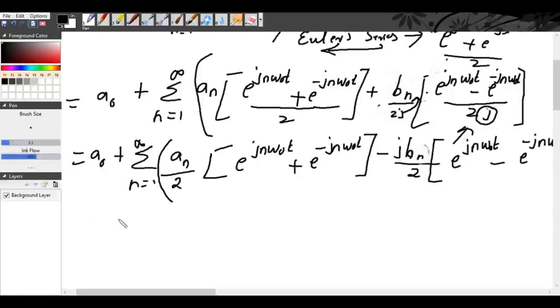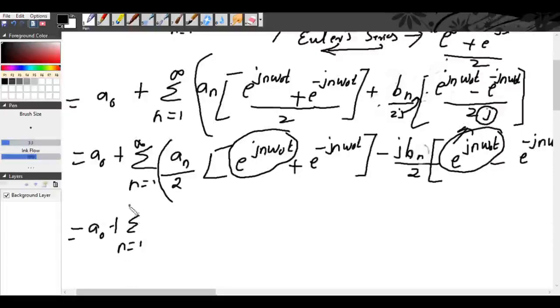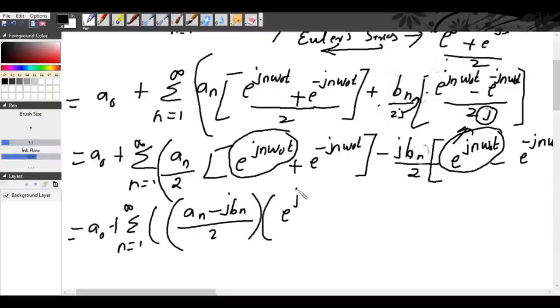Okay, so right now I am going to club these, because the e power j n omega naught t terms are the same, so this particular equation can be modified as: an minus jbn by 2, into e power jn omega naught t. I hope you understand this particular step.